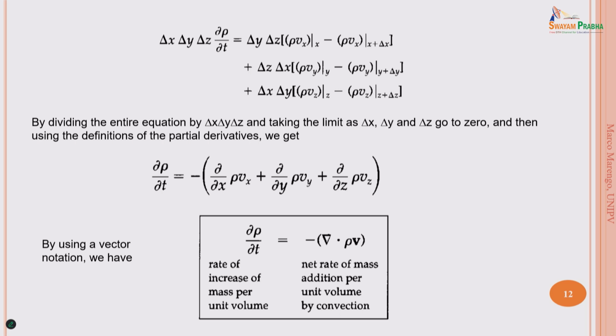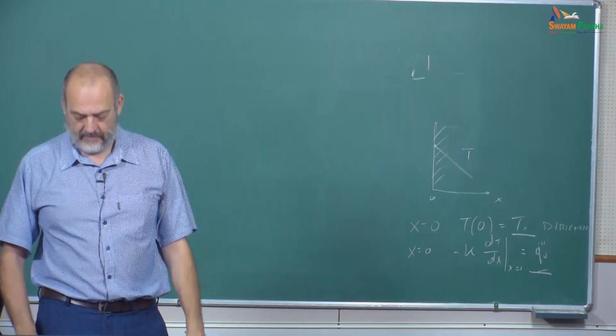So at the end, using vector notation, the partial derivative of rho with respect to t is equal to minus the divergence of rho v. This is the net rate of mass addition per unit volume by convection, so the convection of the mass. Is it fine for you? It's a very classical way.